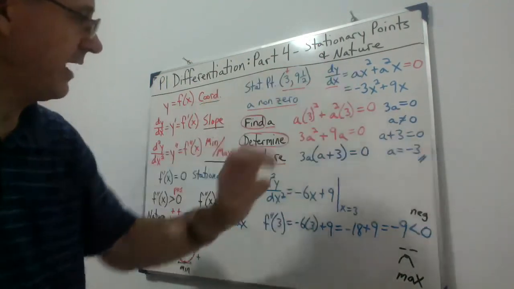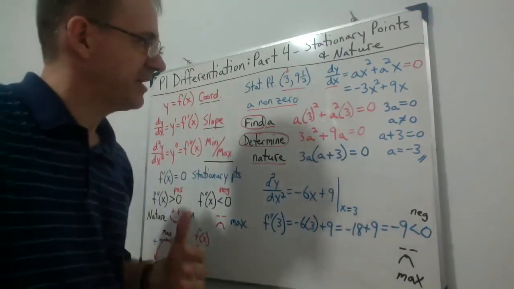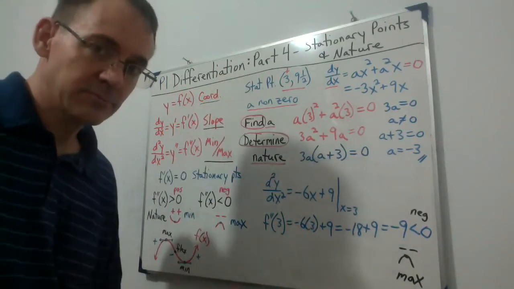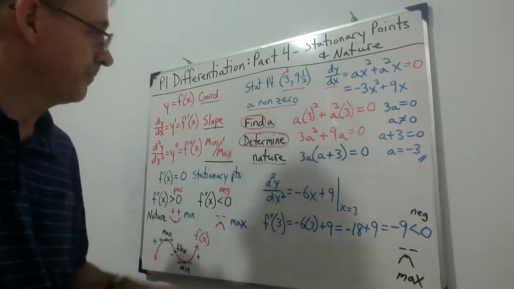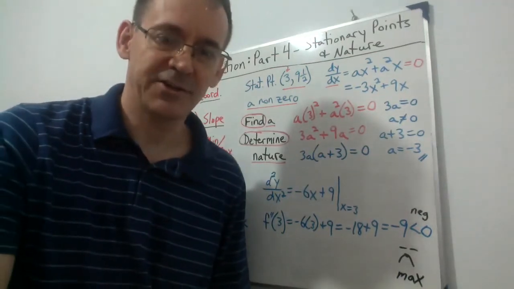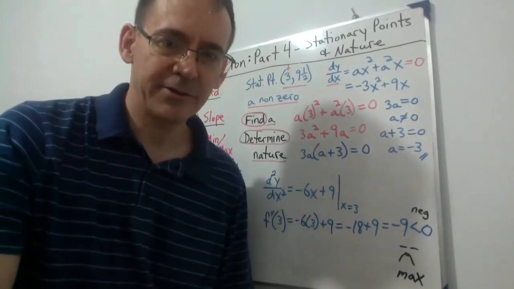So we found A, we determined the nature. This time they provided the stationary point in the first derivative, and we were able to solve for these missing pieces. And again, in order to find the original, you'll have to wait for integration. So let's look at one more example and see how we do.